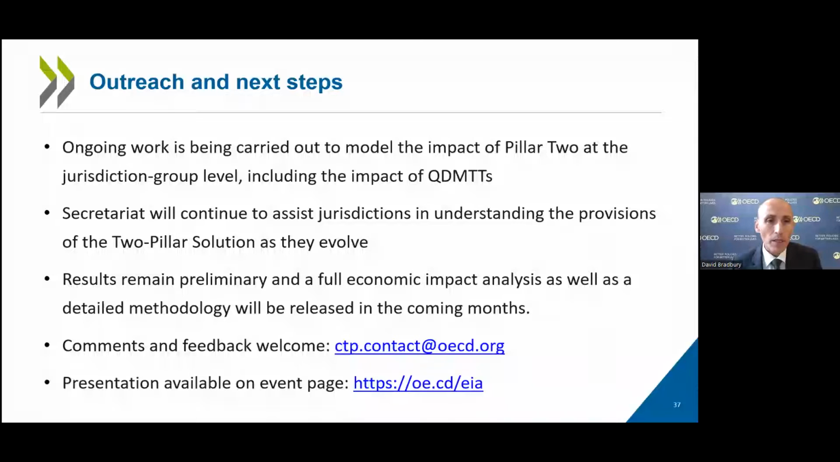We have those for Pillar 1, but not yet for Pillar 2. And that will involve the work that Anna just described, in getting a better understanding of pockets of low tax profit in high tax jurisdictions, but also being able to make some assumptions around the extent to which qualified domestic minimum top-up taxes are implemented. We will, of course, as has been the central objective of this work, continue to work very closely with jurisdictions to help them understand the provisions of the two-pillar solution, particularly as they evolve, but also as key decisions are looming as part of the ongoing negotiations.